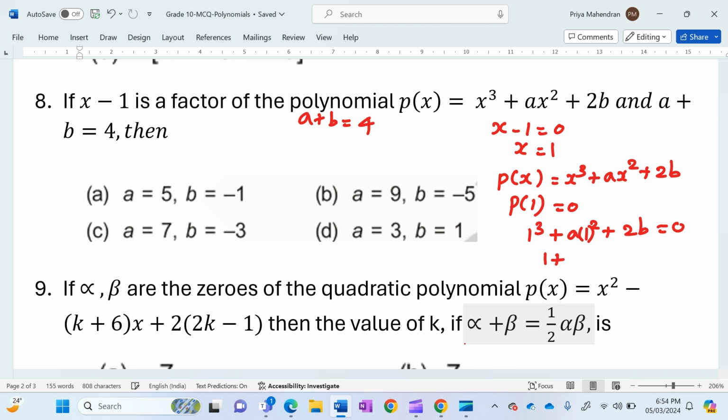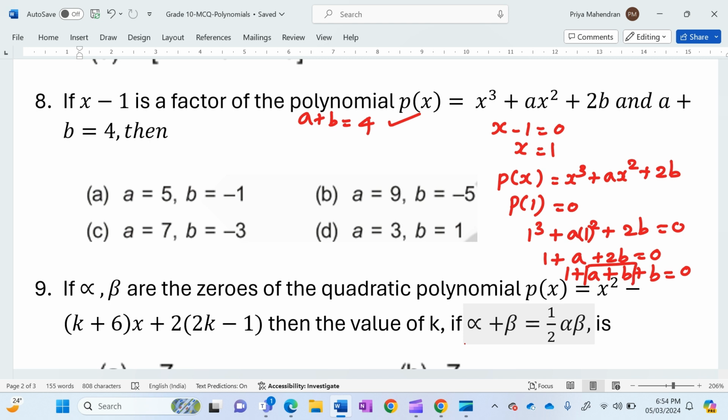1 square is 1 times a, that is a plus 2b equal to 0. But I cannot find the value of a and b if there are two unknowns, isn't it? But the given is a plus b is equal to 4. So I am splitting 2b as b plus b. That is possible, isn't it? Because b plus b is 2b.